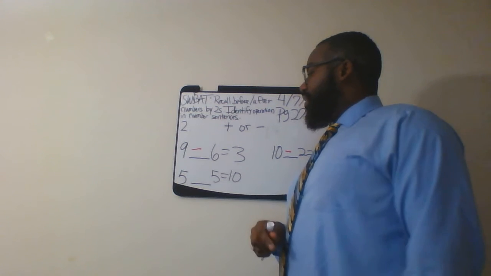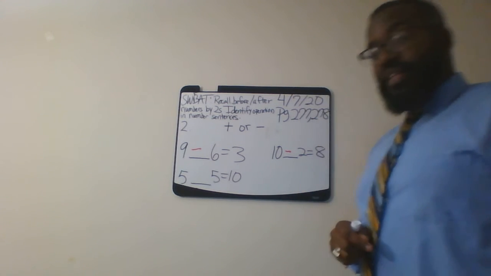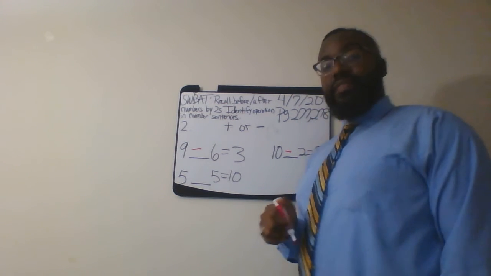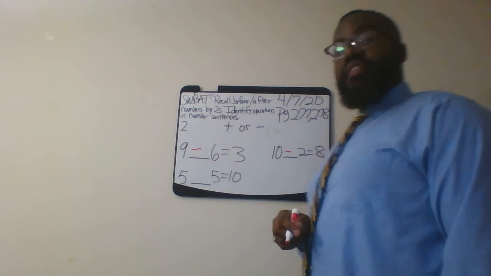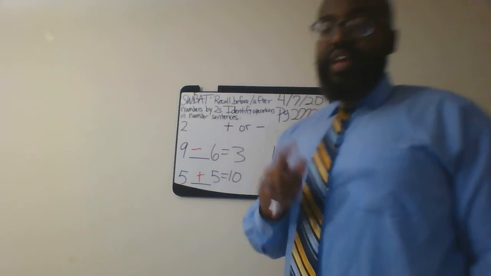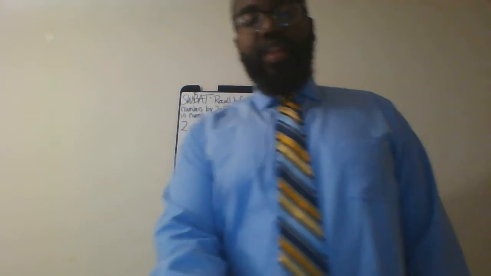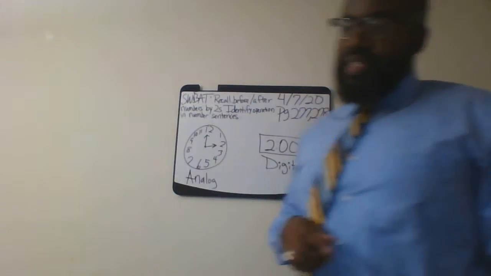5 blank 5 equals 10. Now, was it 5 plus 5 or 5 minus 5? 5 plus 5. Good job. That's how you solve number two. Let's look at number three.